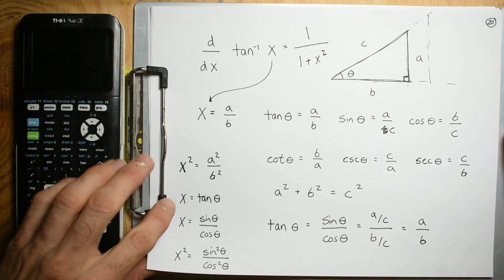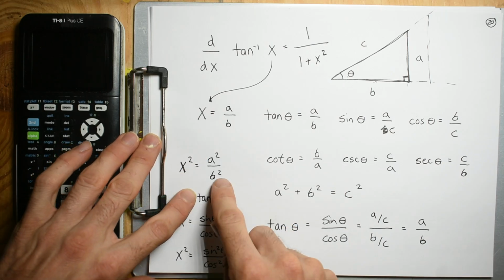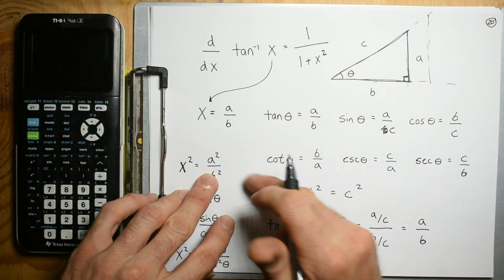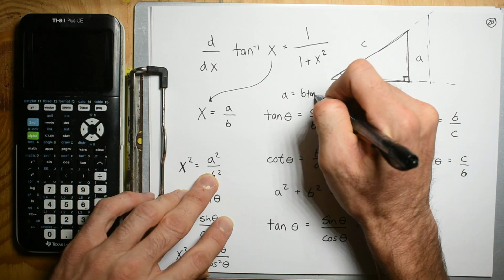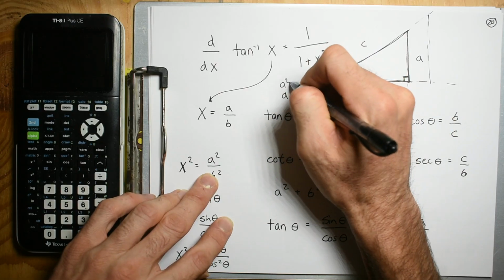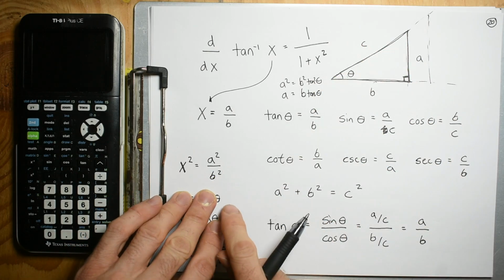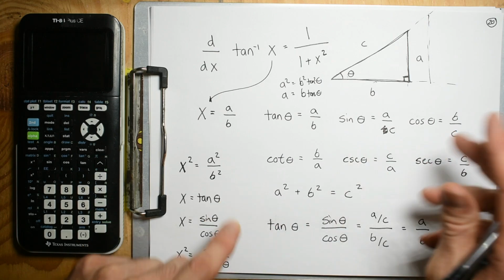All right, hell yeah. So we have x could be x squared, which is a squared over b squared. And then even over here, what could we say a squared is? You could say a is equal to b tangent theta. And then a squared is equal to b squared tangent squared theta.